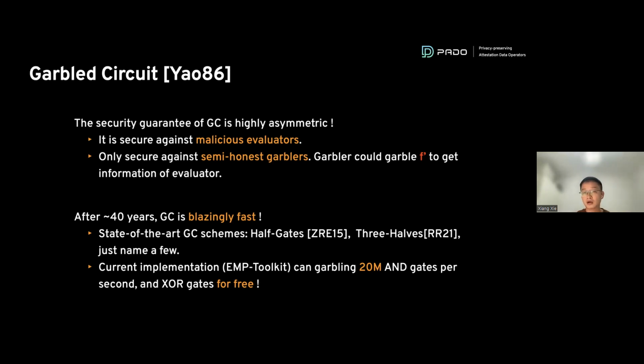For example, in half gate, if you want to garble one AND gate, you have to send like 256 bits. So all the bottleneck of the communication comes from the garbler circuits. So far, that is the garbler circuit.